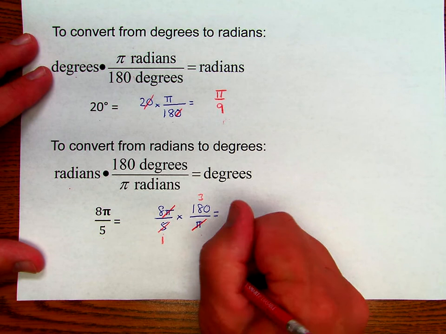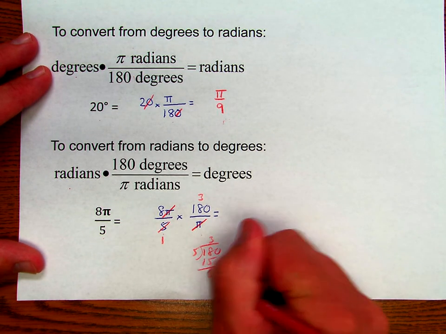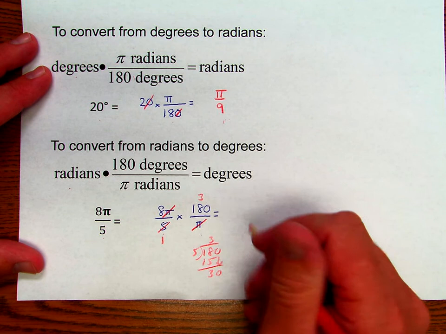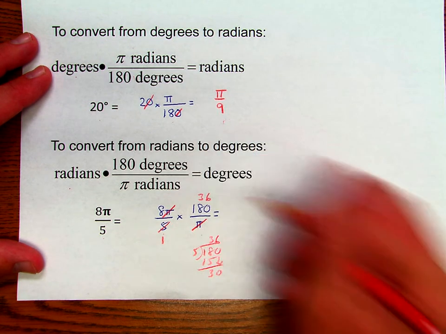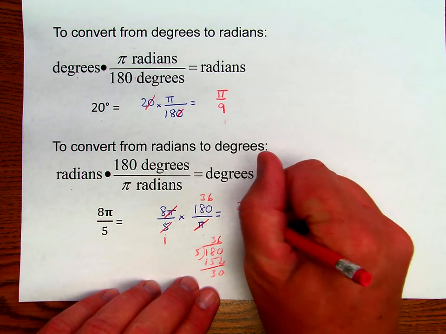Brain freeze here. Let me do that. 5. I didn't finish my coffee this morning. I apologize for not being able to get that in my head. So it's going to be 8 times 36. 8 times 36 turns out to be 288.